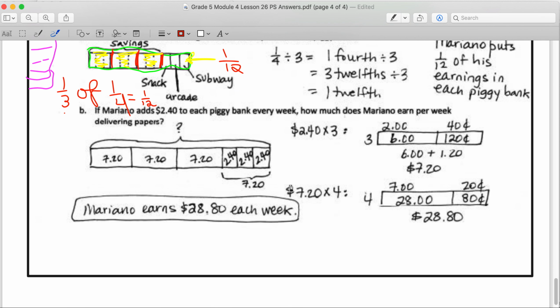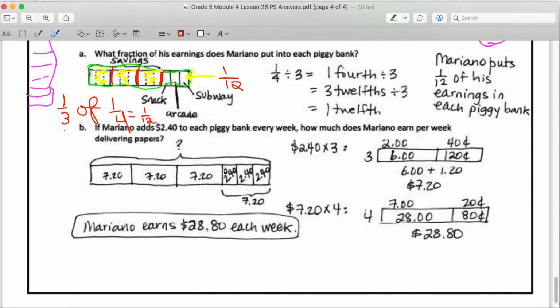So let's see what they did here. So they said, well, he put $2.40 into here, here, and here. So remember that was originally broken into 3 equal parts. So how much is this part? Is $7.20. They added these 3 up.